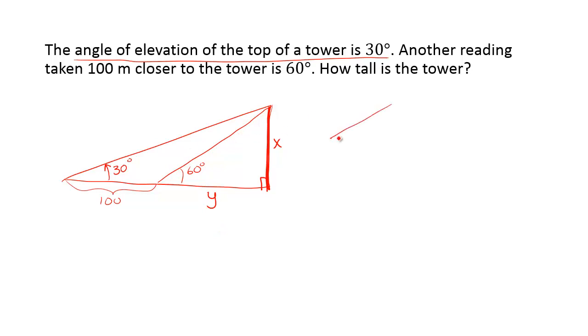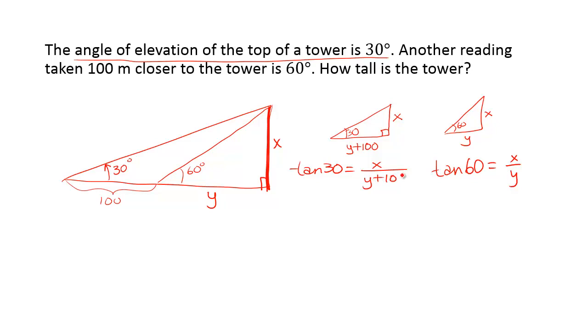And we have two triangles here. We have the 30-degree triangle, which has x and y plus 100. And we have the 60-degree triangle, which has x and y. Now we can look at the proportions, say the tangent proportions. So we know that tan of 60 from this one is x over y, and from this one we know tan of 30 is x over y plus 100. So since we know they're both equal to the same height, we can compare those x's.